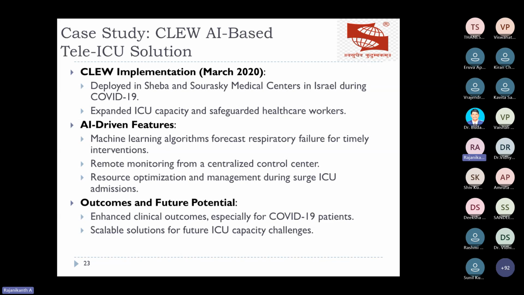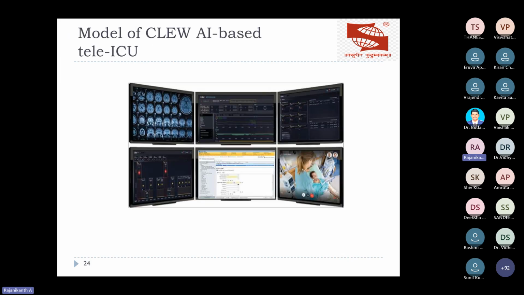Here, they want to save the people's sufferings, but at the same time they also want to safeguard the healthcare workers. That's where they have come up with this particular solution. It has AI-driven patient features, and they did a great service. Look at this model of the Clew AI-based tele ICU. They are able to look at the diagnosis reports, monitor the conditions, look at the patient remotely, and give the prescription as well. Various monitors are used to monitor a patient remotely. This is how the tele ICU is monitored.